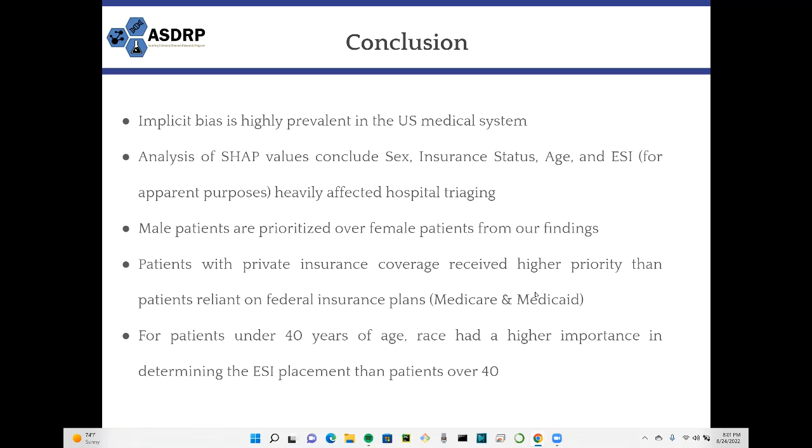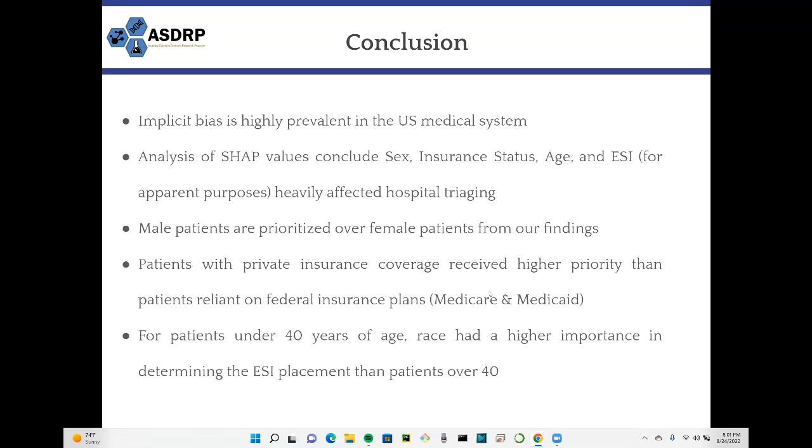Another disparity lay in a patient's employment status. Bias and discrimination have been increasingly prevalent in today's world, and the medical field is no exception at all, especially in the context of the COVID-19 surge pandemic. And as mentioned earlier, we used SHAP values to rank feature importance, of which we consider sex, insurance status, age, and ESI, which is Emergency Severity Index, to be significant factors within our analysis.